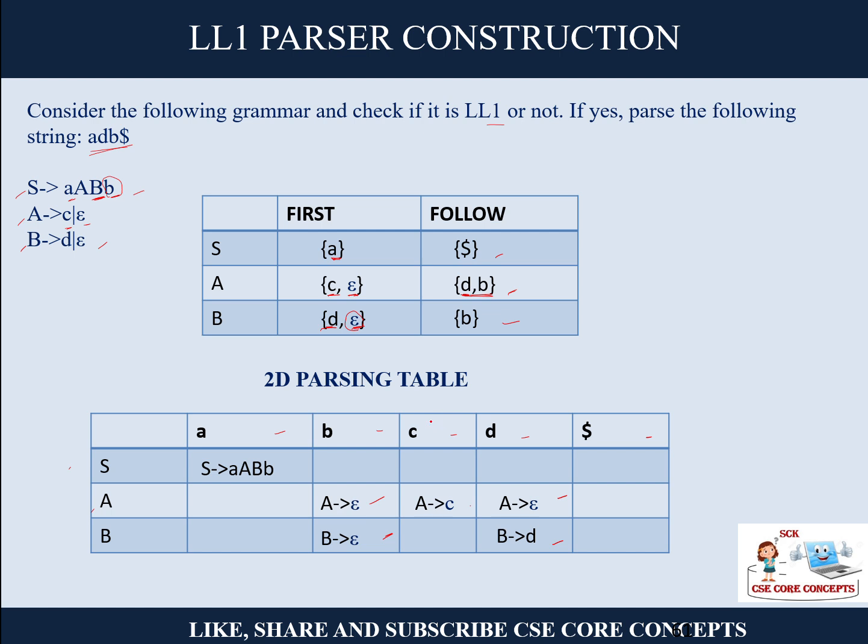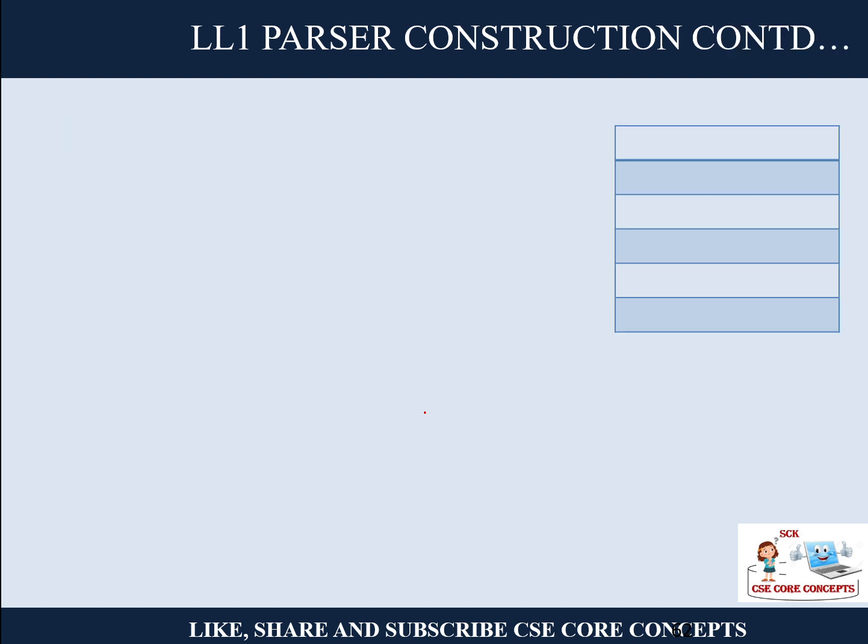Now in any of the cells we do not see any intersection of two rules, hence we can say this is an LL1 grammar, and so we can proceed to create the parse tree and parse using the stack. So as we had discussed, the stack is always initialized with the dollar sign, okay? And after the dollar sign, we are going to write the start symbol S.